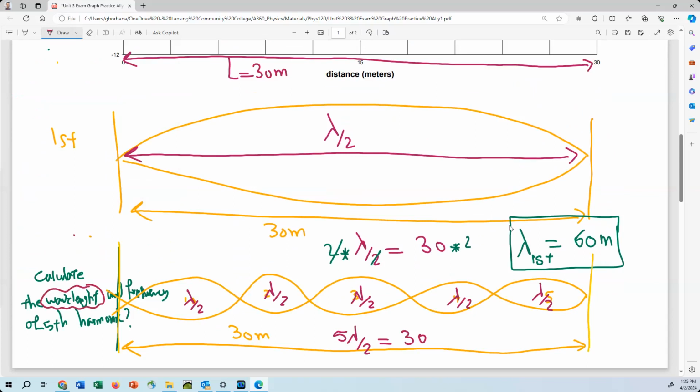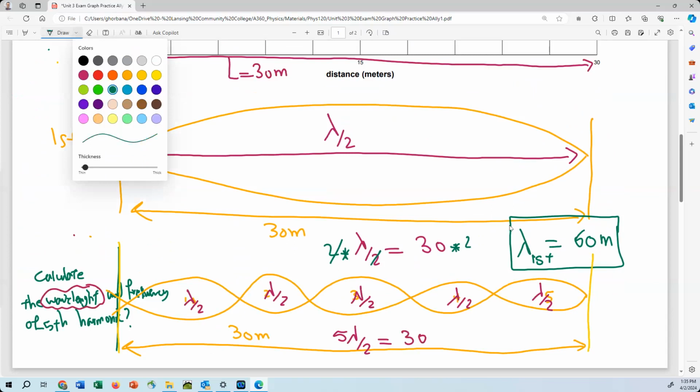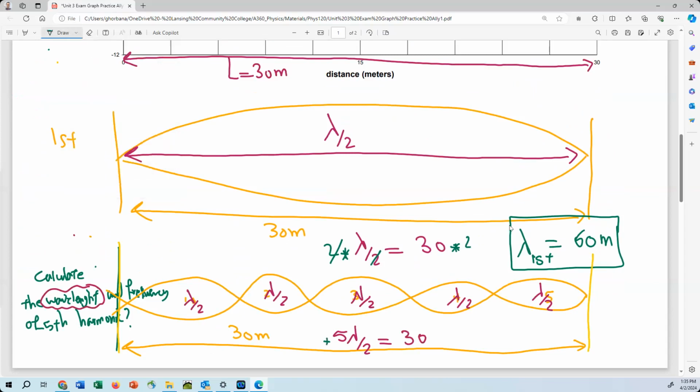Good. So how can I calculate this? Times by 2, yes. 2 and 2 cancel each other. It's going to be 5 lambda equals 60, and then divided by 5, divided by 5. So what is the lambda here? The lambda of the fifth harmonic is going to be 12. 60 divided by 5 is going to be 12 meter. Okay, this is the lambda.